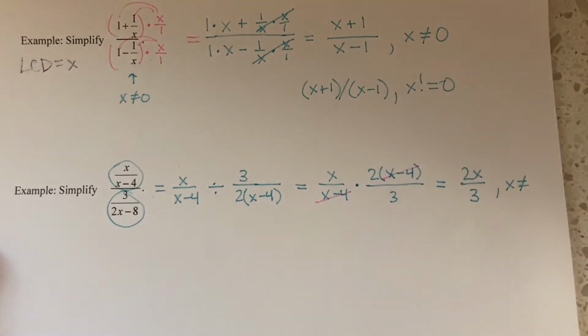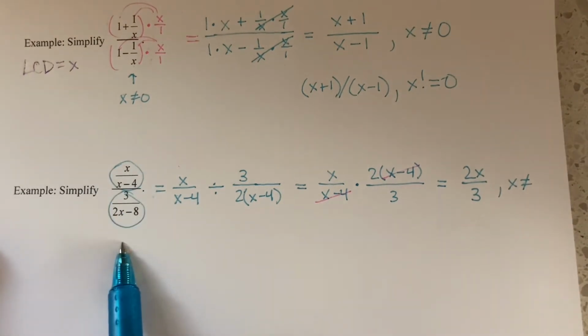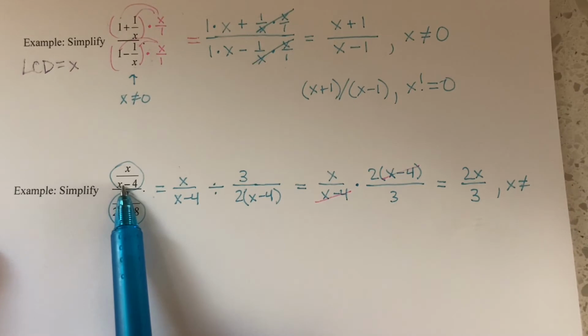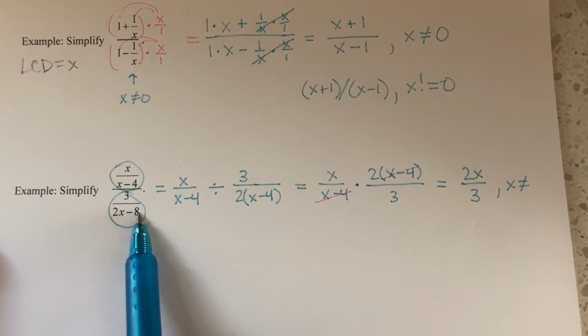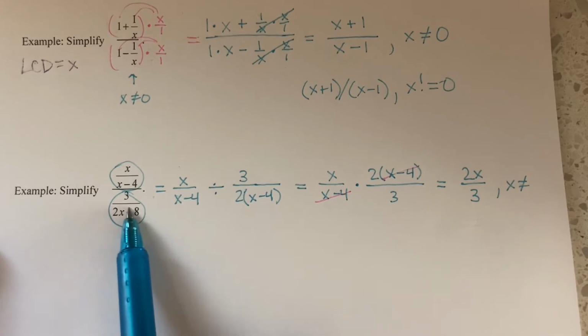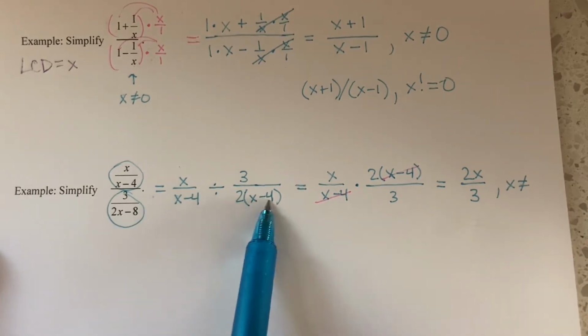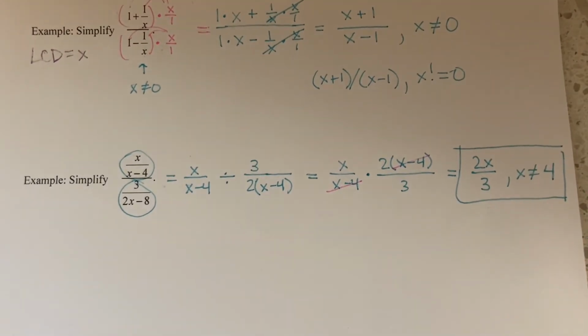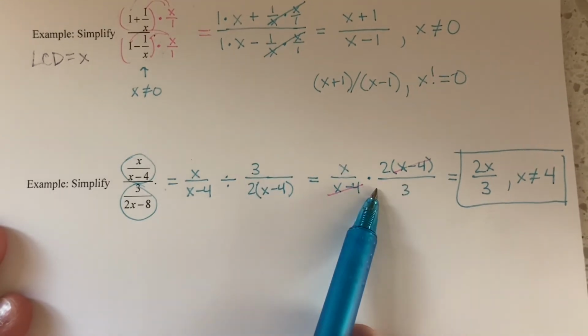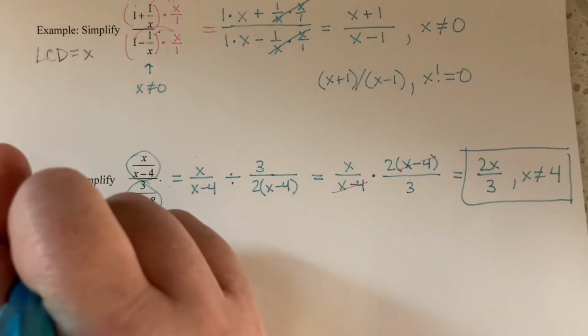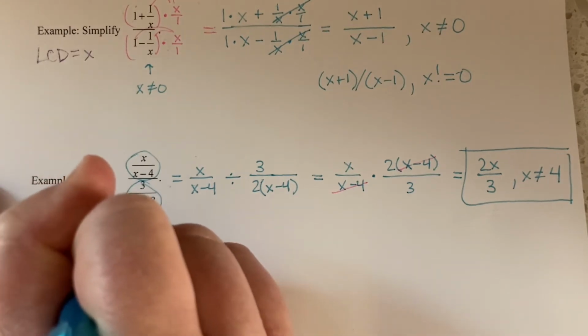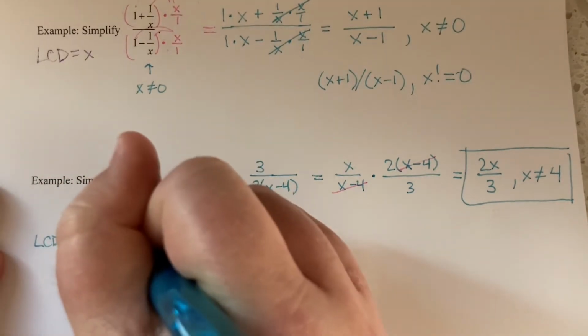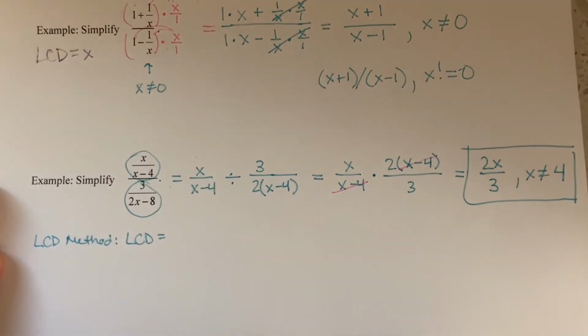So what's our domain restriction? If you look at the original problem, we couldn't have x equal 4. And if we set 2x minus 8 equal to 0, that's also x can't equal 4, right? And you can see that in the factored form even better, that in both of these, the restriction is that x can't equal 4. And so that's our answer. So that's the multiply by the reciprocal option. But let's try the LCD method, just so we can compare so that you can make an informed decision about which you want to multiply by.